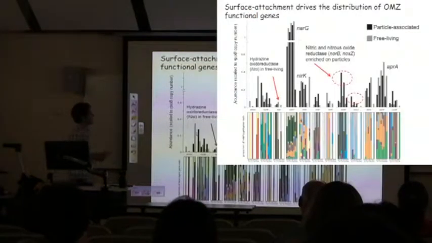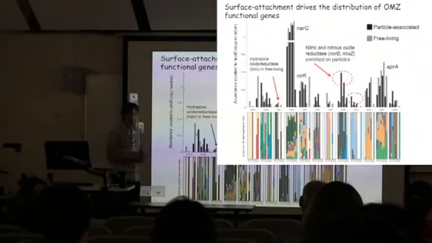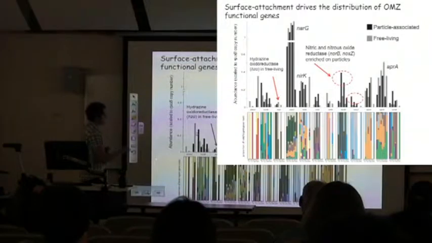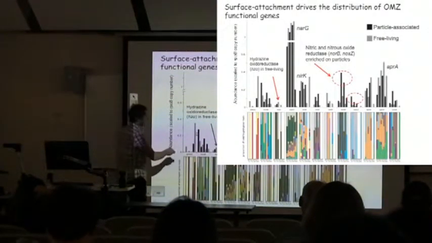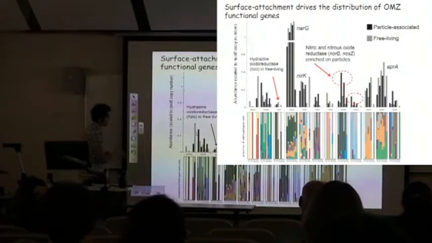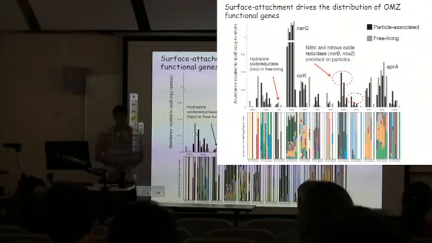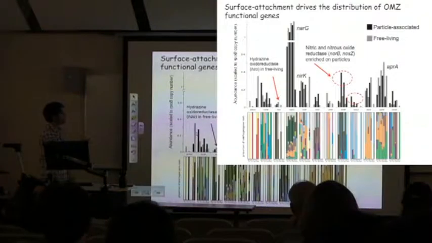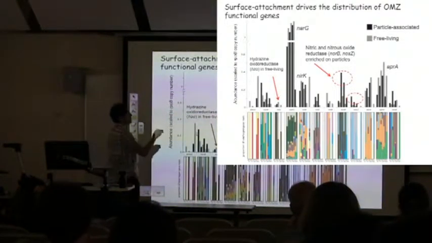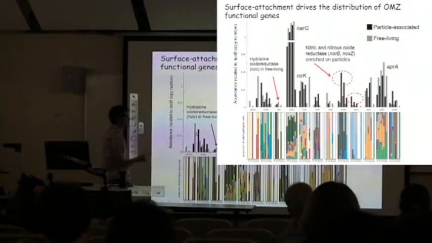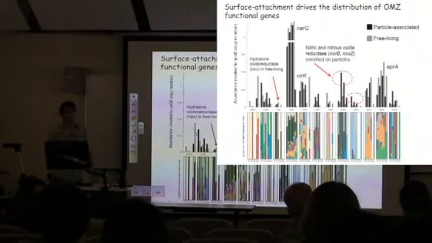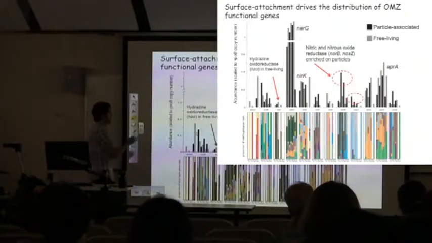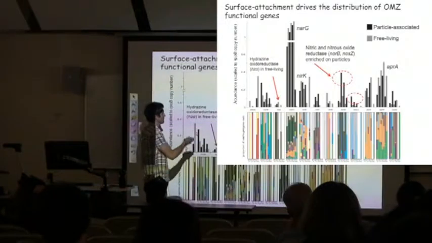What about some of the key functions that we care about in terms of OMZ processes? So these are data, again, some of the same nitrogen-related genes that we plotted before, different columns for different depths going into the OMZ, left to right. And they're color-coded or shaded based on their relative abundance in the particle-associated fraction and the free living fraction. Some of the patterns are all over the place. You can't really say anything. Some of them are very consistent, though, and I find that interesting.